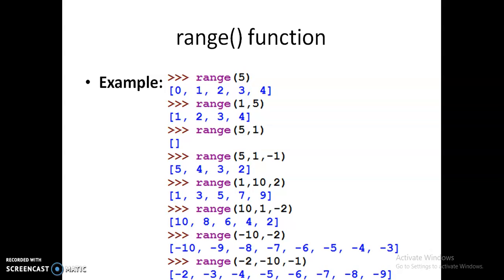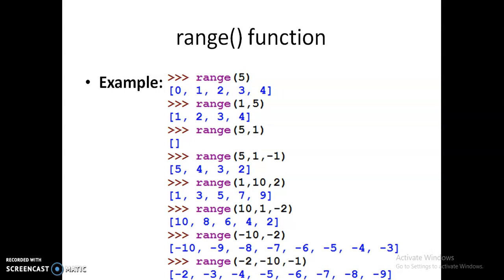Range of 1 comma 5 generates a starting value of 1 and ending value of 5 minus 1, that is 4. Range of 5 to 1, here we are giving a starting value of 5, ending value of 1, but we are not giving a step value. So by default the step value is positive 1, so it doesn't generate the values. To generate the values in reverse order, we need to give the step value as minus 1.